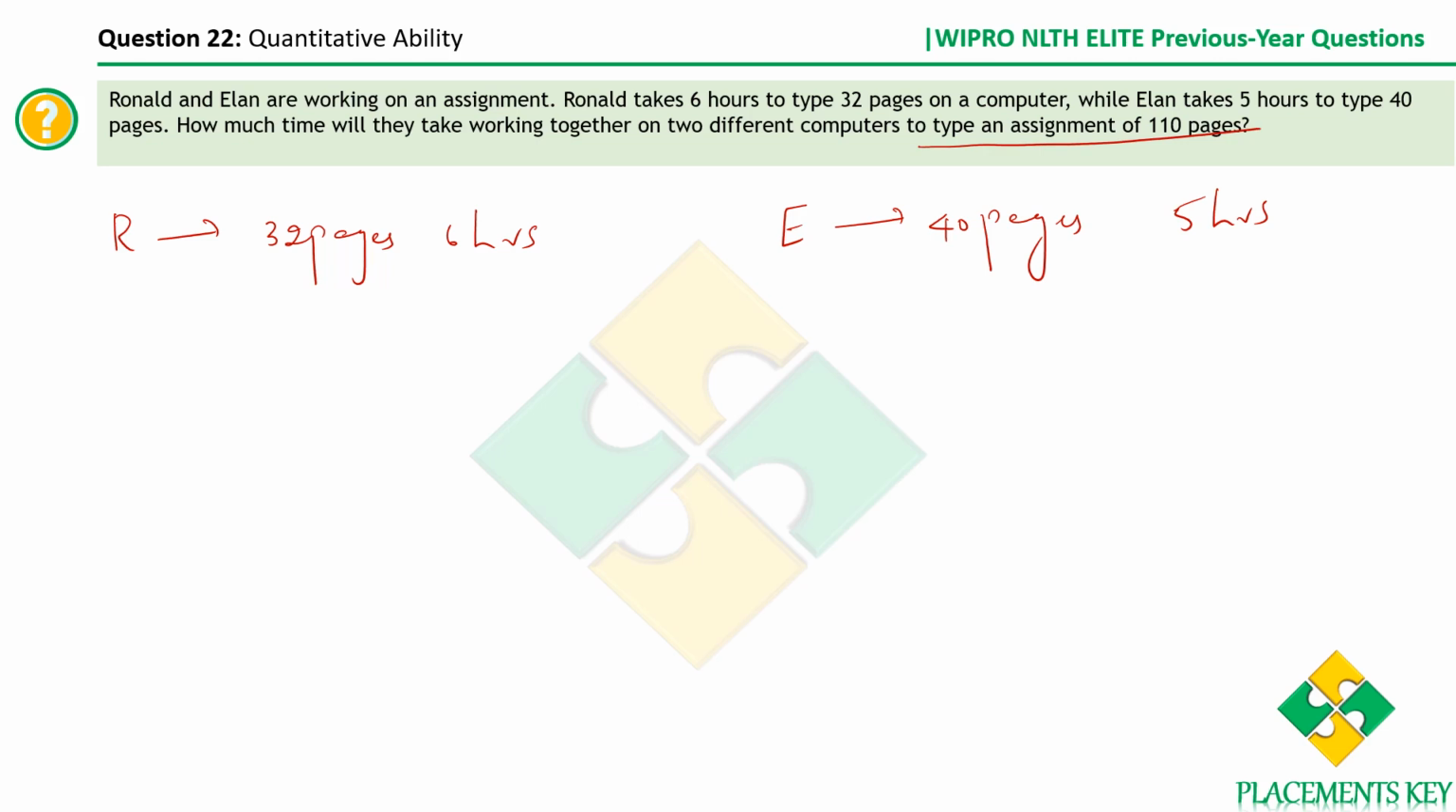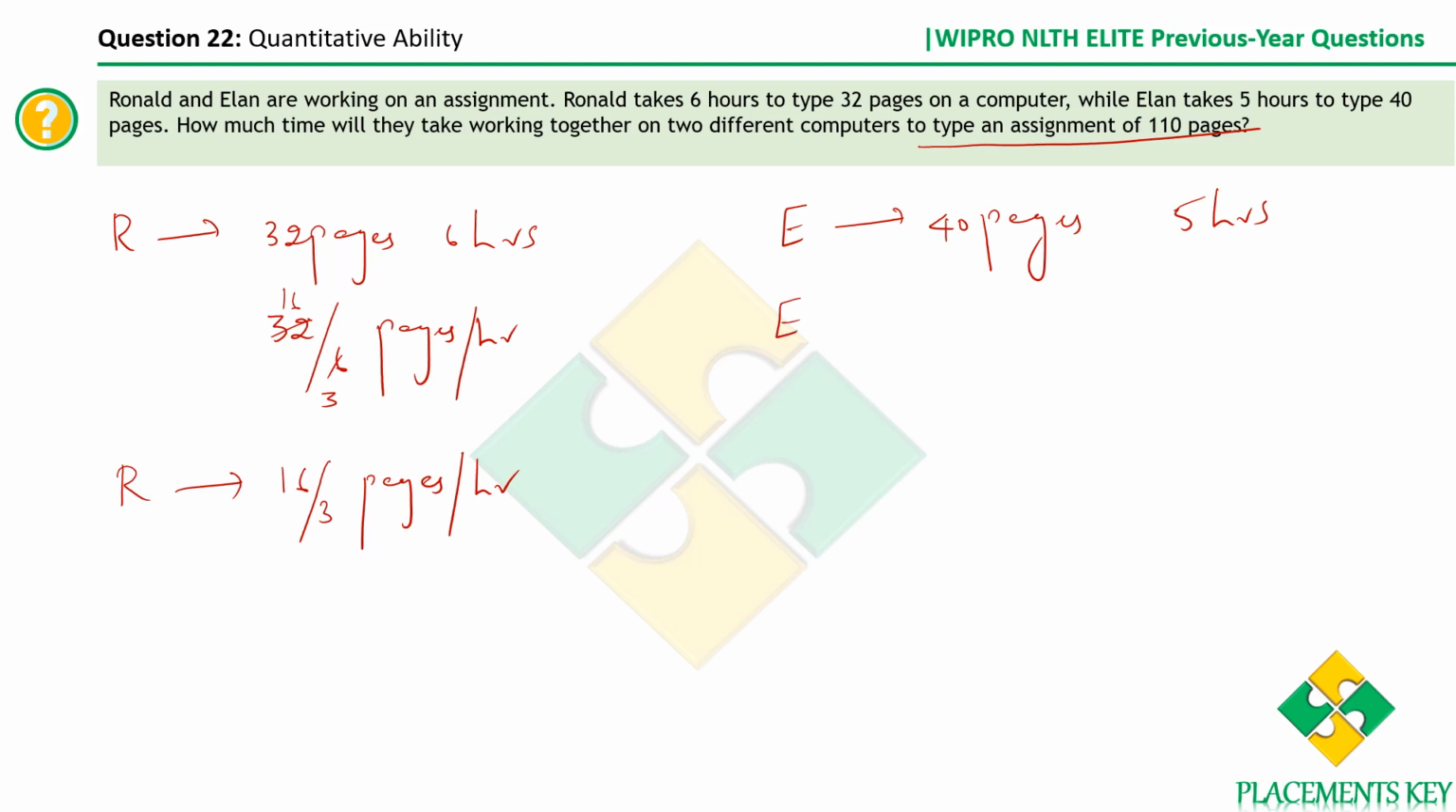Now, let's try to convert into a per hour basis. 32 pages for 6 hours. So in each hour, how many pages do they type? He types 32 upon 6 pages in an hour, which is 32 by 6. You can simplify it further, 2 16s are 32, 2 3s are 6. Effectively, Ronald types 16 by 3 pages in an hour.